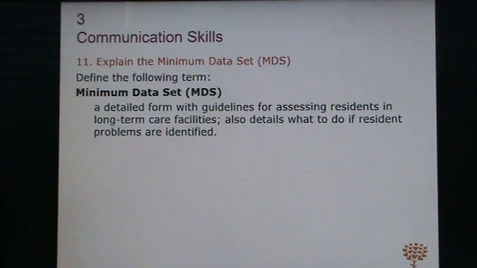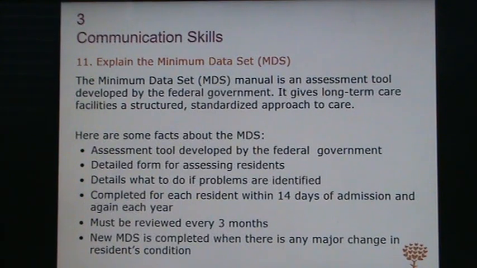For two reasons, we have to report to the government the status of the resident, okay? Secondly, they use that assessment report to pay the facility. So the care that is being given is what determines the pay that the facility gets. The assessments that we do and submit to the government are to report the condition of the resident and also to get paid. So it's very important that you document care accurately.